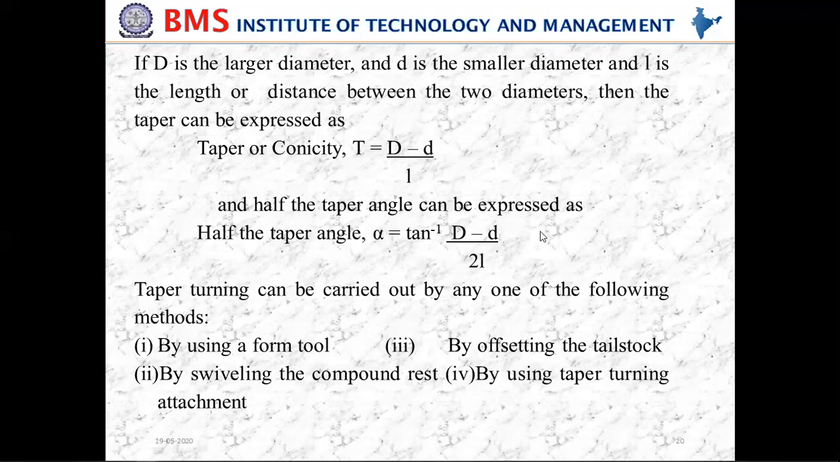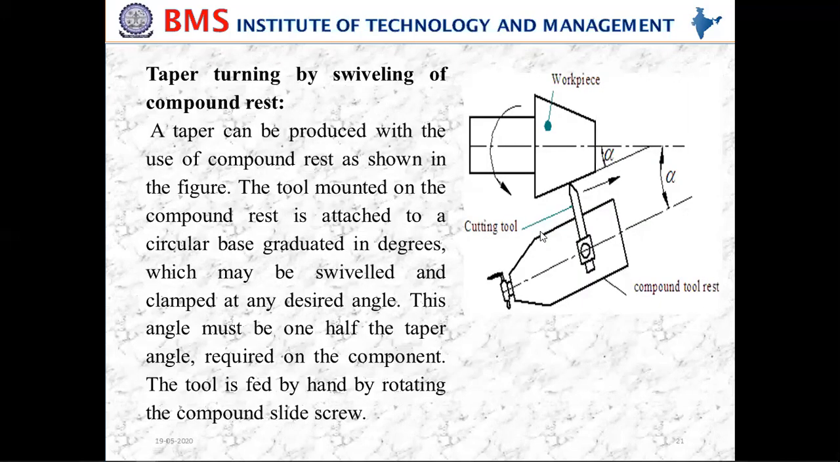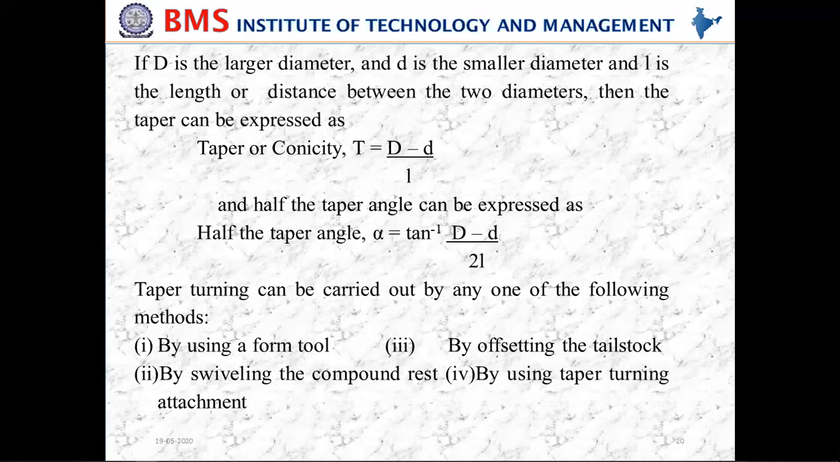Taper turning by swiveling the compound rest: a taper can be produced with the use of the compound rest. Here we swivel it to a given desired angle at which the taper is going to be produced. The taper angle is calculated using the equation tan alpha is equal to (D minus d) by 2l, which was discussed in the last class.